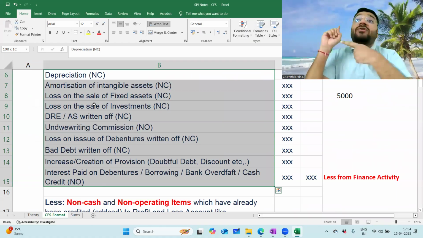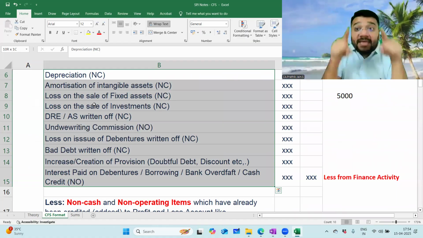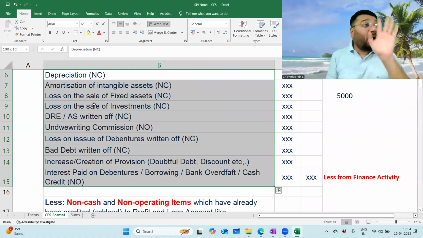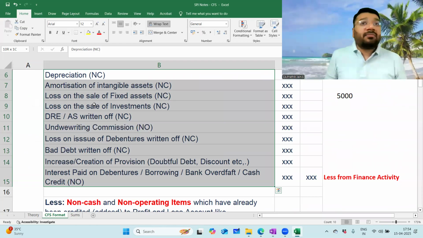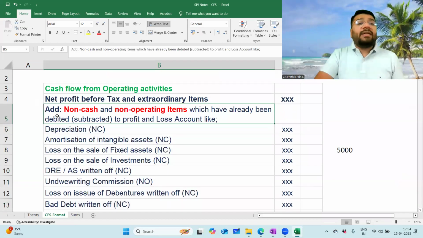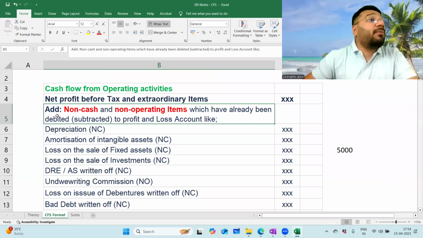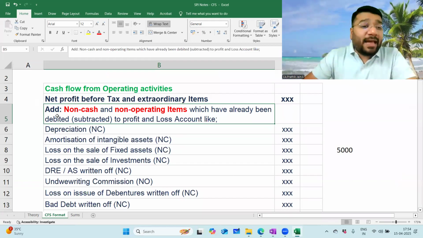So if you want to make those 14 questions doable, then understanding each of these points is very important, because if these are not clear, you cannot understand those big questions. Are you able to follow? So now we are doing segment 2. In segment 2, there are two types of items. One is non-cash item. Second is non-operating item. First, let's discuss non-cash item.